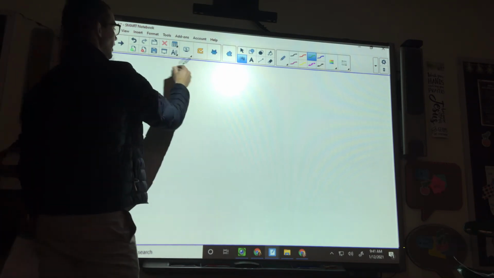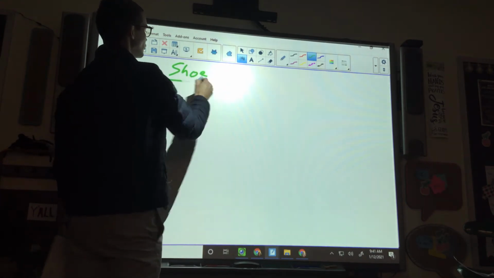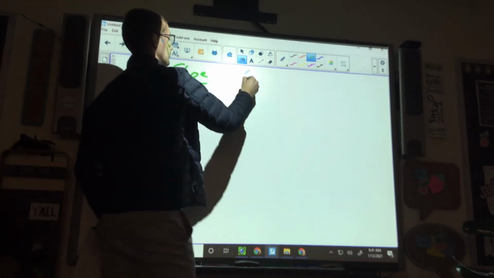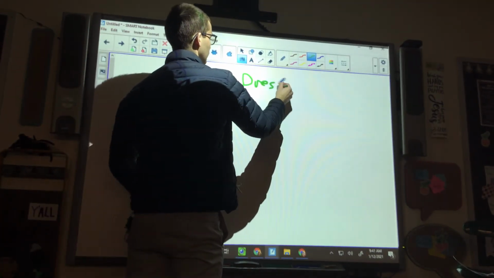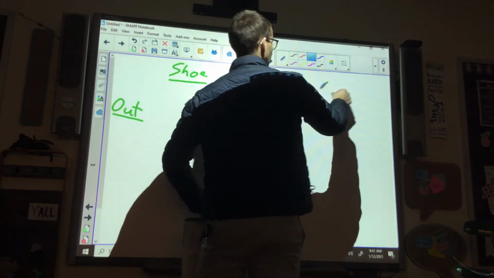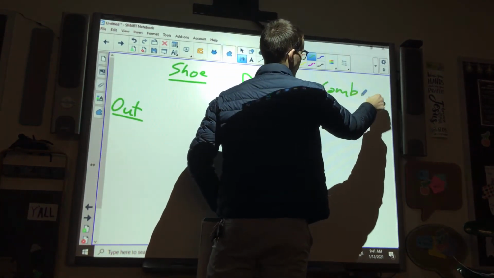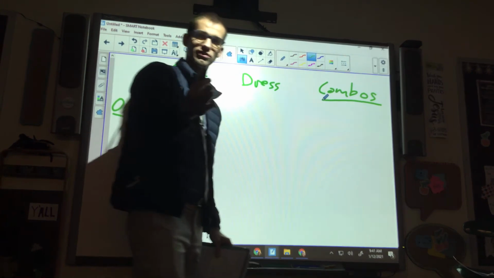So we've got the shoe right here. We've got dresses, and then it's got the, I'm just gonna say combos, not like combos like the ones you eat, just combos as in combinations.